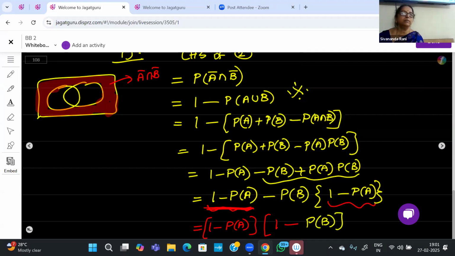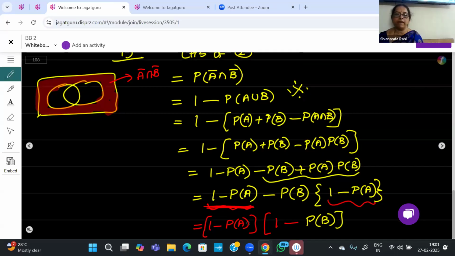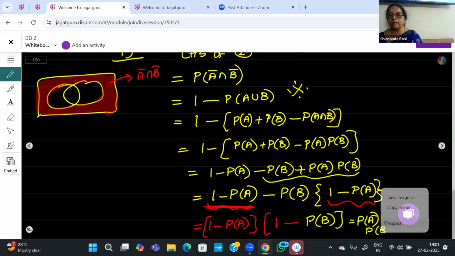Can you see that? So we have come across the final step. This is nothing but P of A bar into P of B bar. And this is exactly what we wanted to prove.